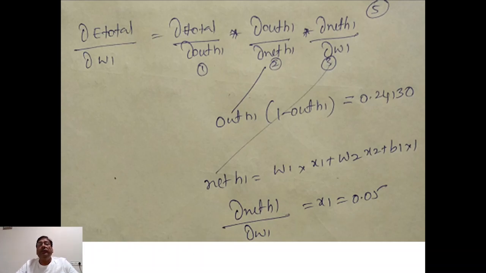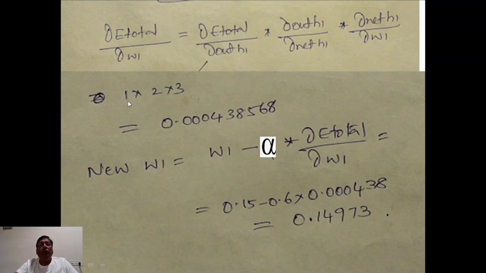Now, if you replace these values and multiply the value for the first step, the second and the third, you are going to get the output for partial differentiation of E total with respect to W1 as 0.000438 and so on. Once you get this value, you can calculate the new value of W1 with the formula: existing value minus the learning rate into partial differentiation of E total with respect to W1. When you replace the values, you will get the final value of 0.14973.